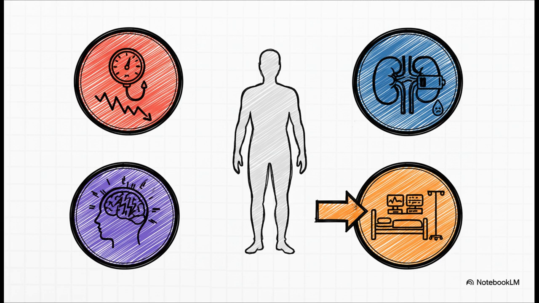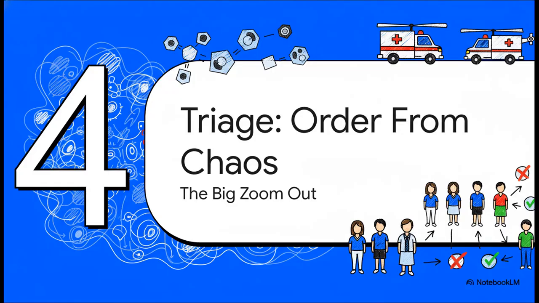This is what we call uncompensated shock, and it's the tipping point. The blood pressure absolutely plummets. The kidneys start to shut down. The person gets confused or unresponsive. This is the moment a patient is truly circling the drain, and without immediate intensive care, that battle will be lost. So everything we've talked about so far has been about saving one single person.